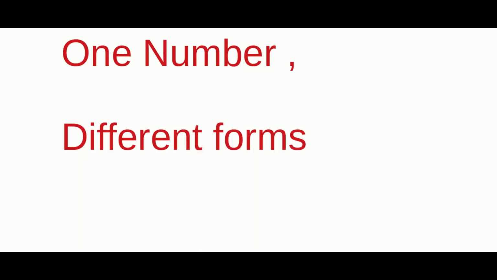Hello students, today we are going to discuss the topic one number in different forms from the chapter Number Word, Unit 1 of Standard 5. Let us see a number, 856. We can write this number in different forms.